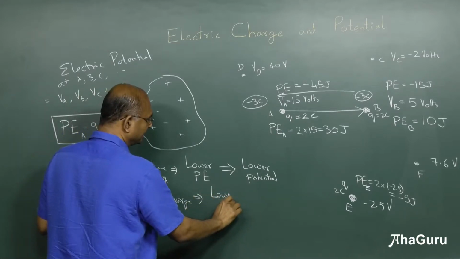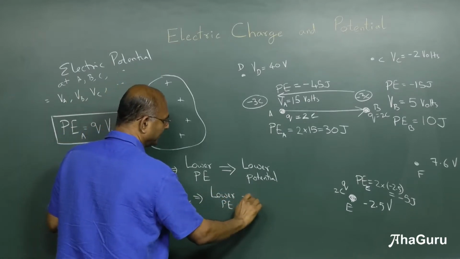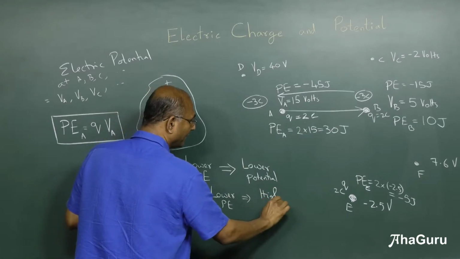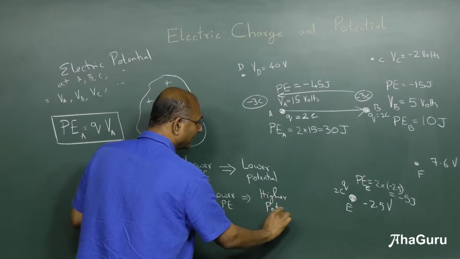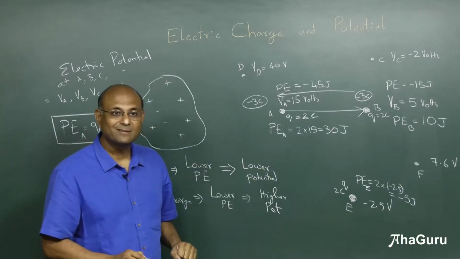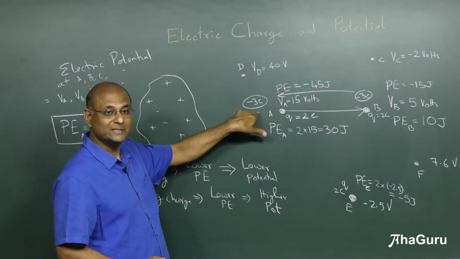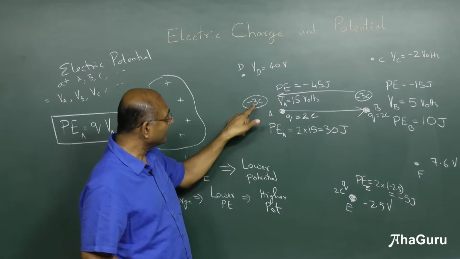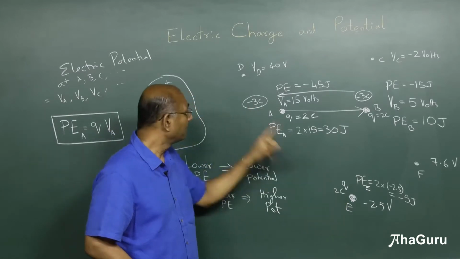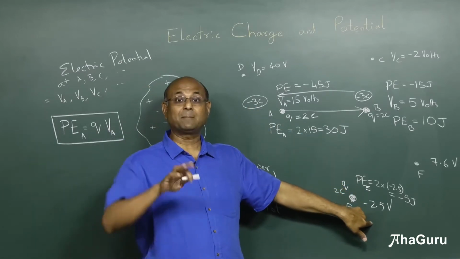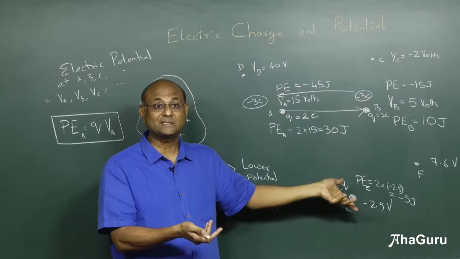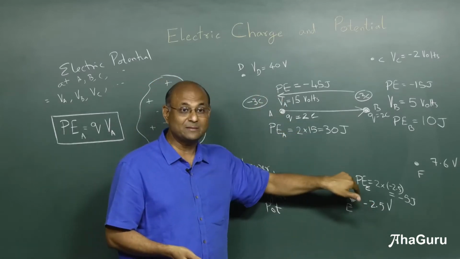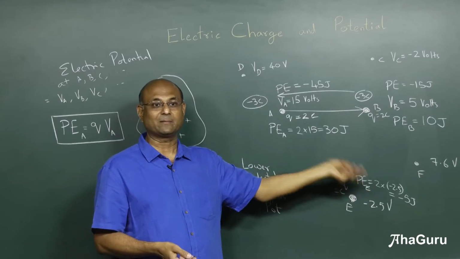lower potential energy means higher potential. Because you are multiplying by a negative number. Right? Because this is a negative charge. So if you think about it, if you take this fellow and put it here, minus 3 into minus 2.5 will become plus. It will actually get a positive energy. Positive charge will get negative energy, negative charge will get a positive energy there, right?